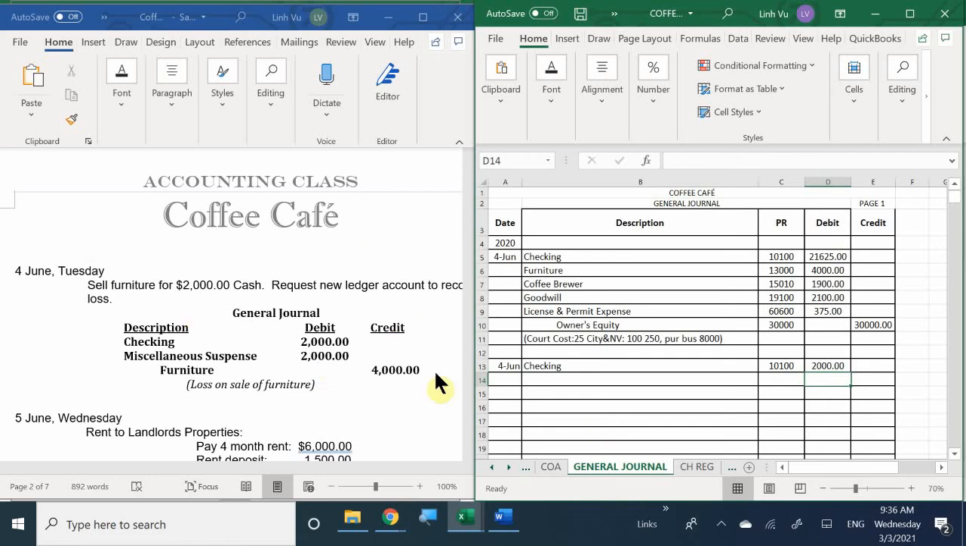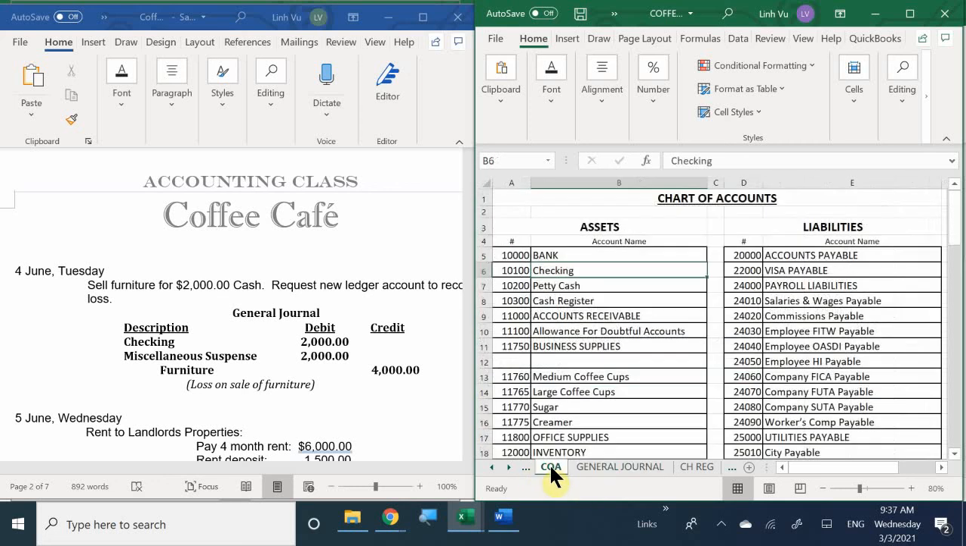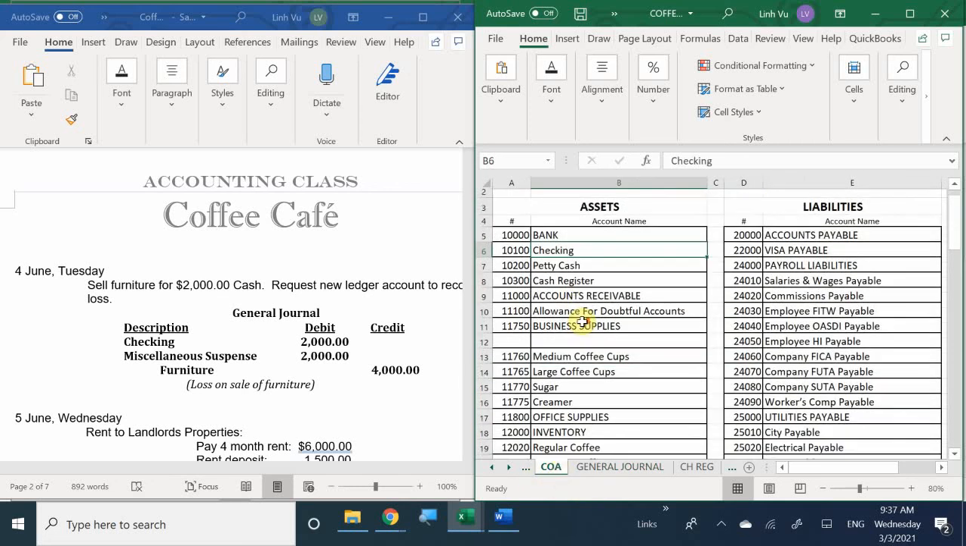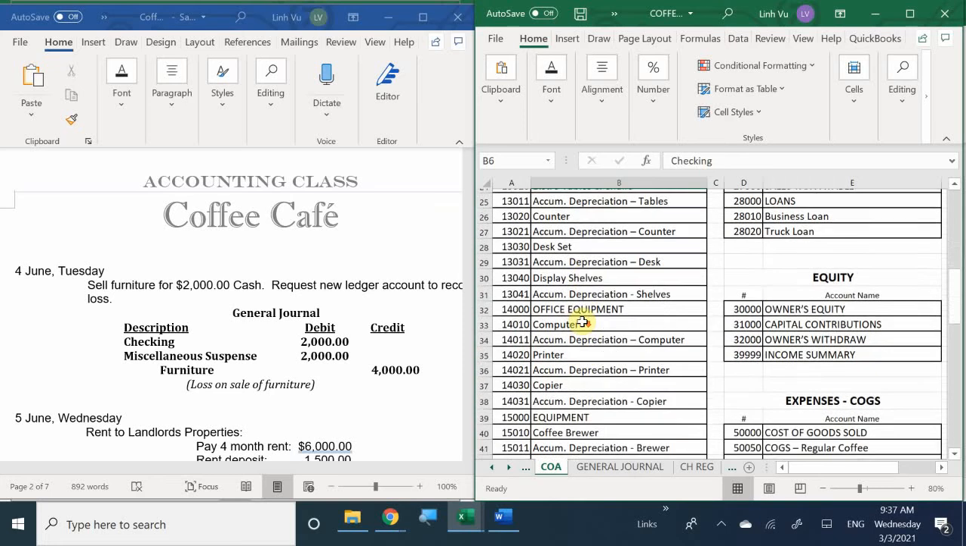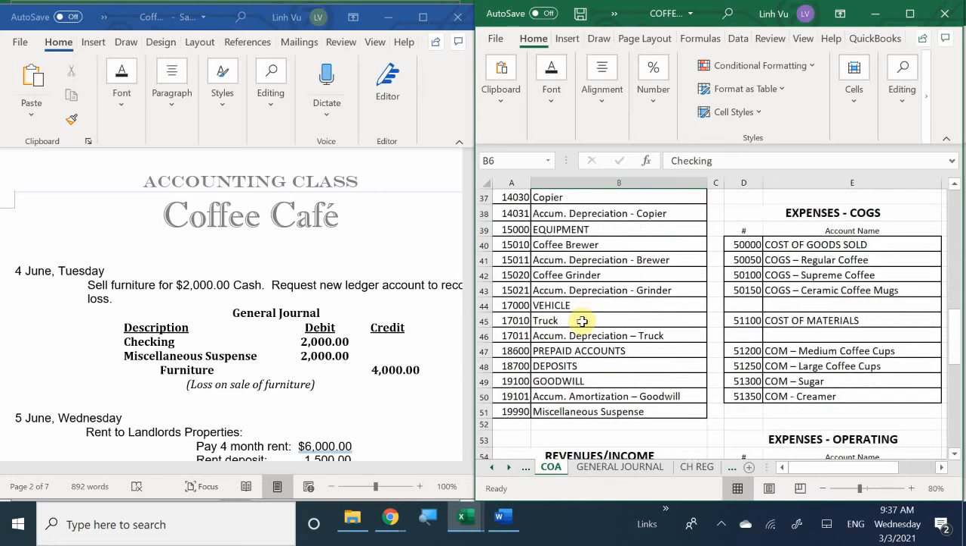Then I have a miscellaneous suspense. Let's take a look, where is that located? I'll give you a hint. It's going to be an asset. So is that like a contra account? Miscellaneous expense is not a contra account.